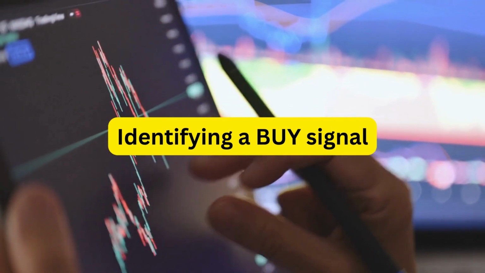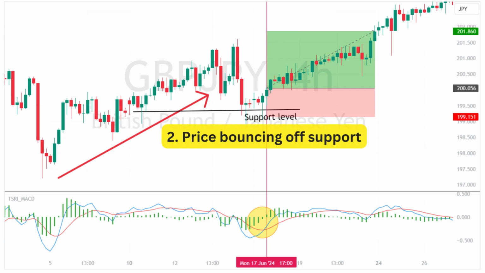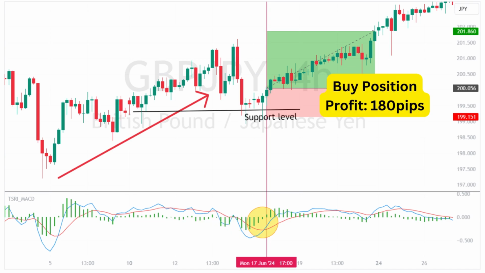Let's start with identifying a buy signal. The first step is that you want to look at how price was previously moving. Was it moving higher? Then you want to identify the key levels that price was reacting to, the support or the resistance levels. The next step is you want to use the MACD to indicate the start of the momentum towards upside by waiting for the MACD line to cross above the signal line. If all the rules are met, you take a buy position.